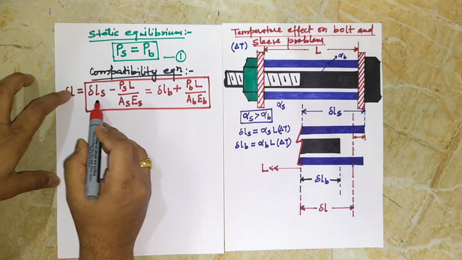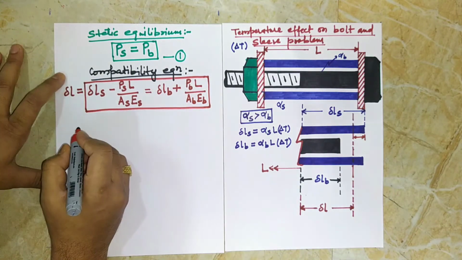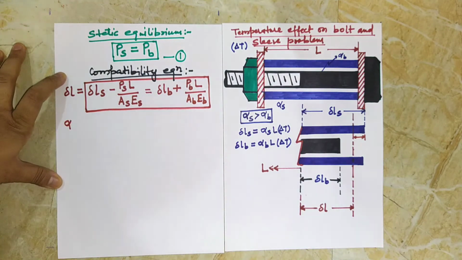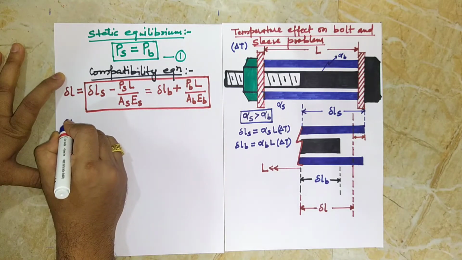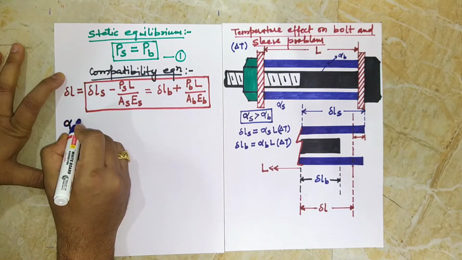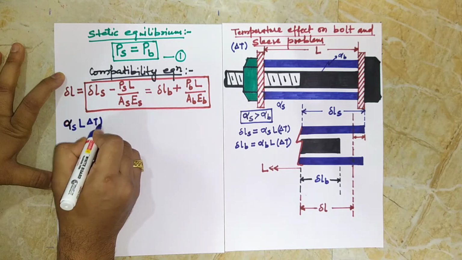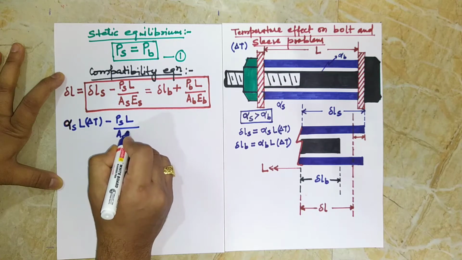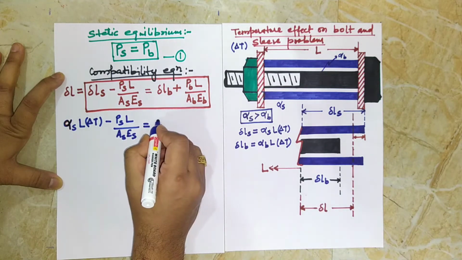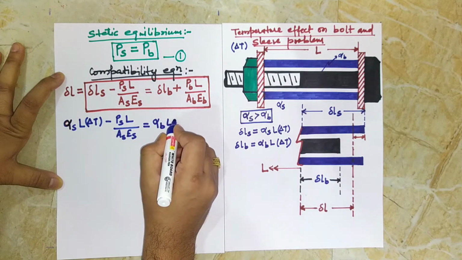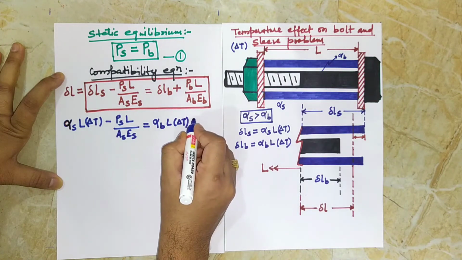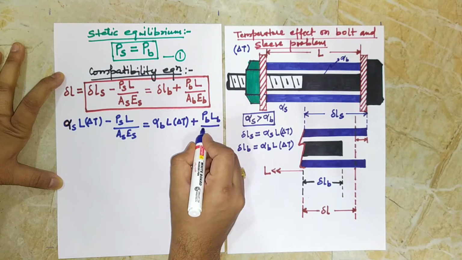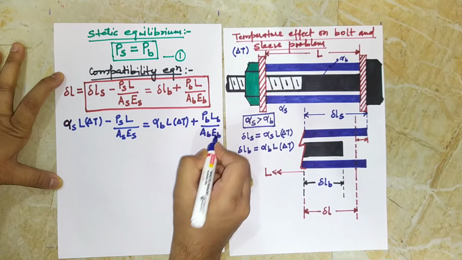Now we can substitute del Ls and del Lb by these. So it will be, I'll use the blue pen, alpha S L del T minus PS L upon AS ES is equal to alpha bolt L del T plus PB LB by AB EB.